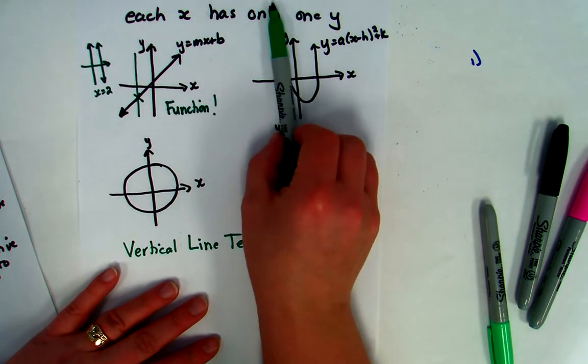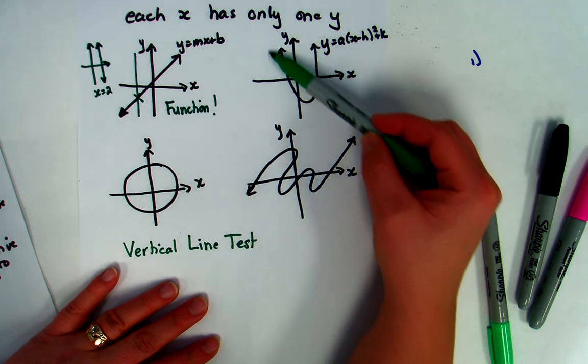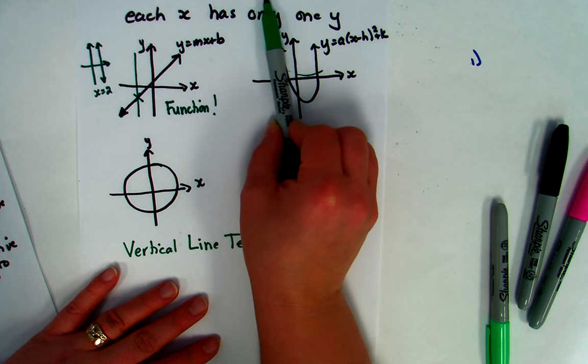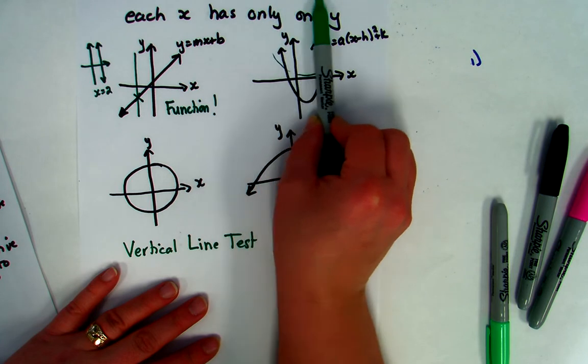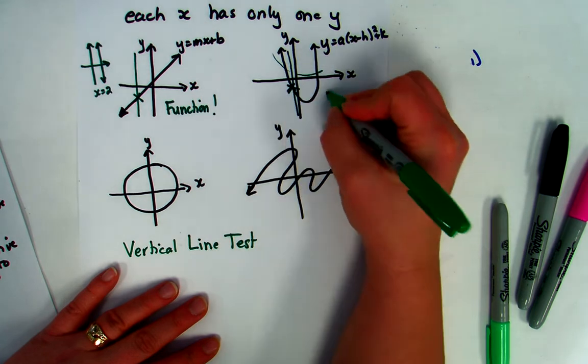Let's look at our quadratics. These quadratics look like they get vertical, but they are always opening. So they don't ever go straight up and down. So if I pass a vertical line across my picture, I will only ever touch the function, or sorry, the relation once.